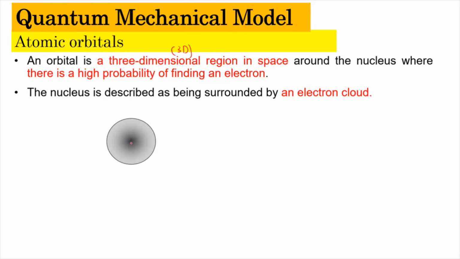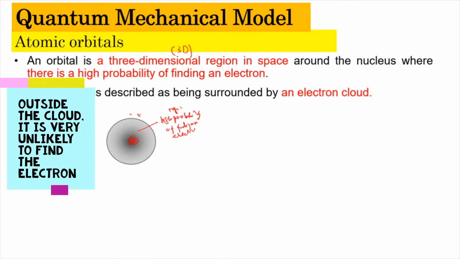So let's say here we have our nucleus in the middle, and the probability of finding an electron will lie within this electron cloud. So the region here will have a high probability of finding an electron. So we are talking about the region, kawasan, okay? And outside of the region, it is very unlikely to find an electron.